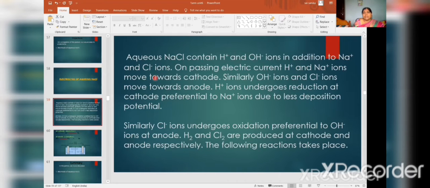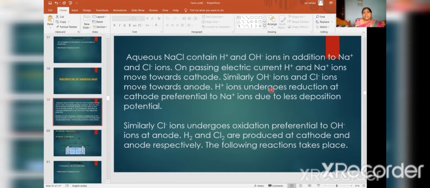On passing electric current, what is happening? The cations, H plus and Na plus, move towards the cathode. Similarly, the two anions, OH minus and Cl minus, move towards the anode.